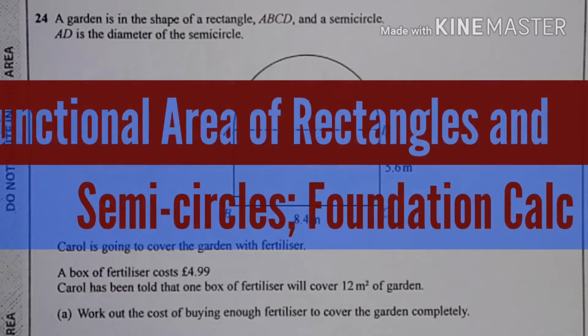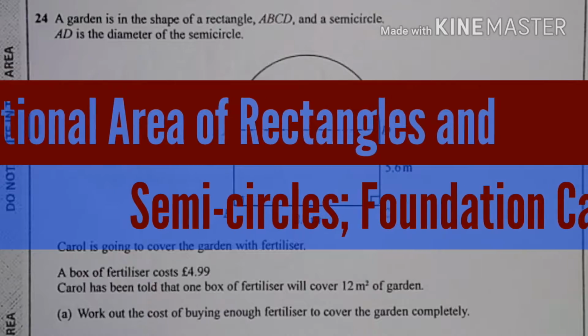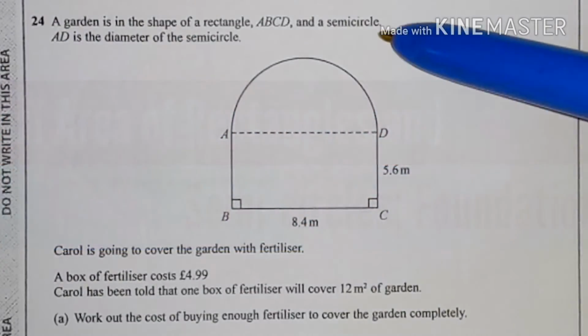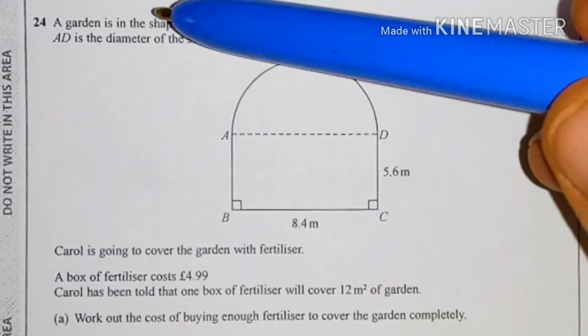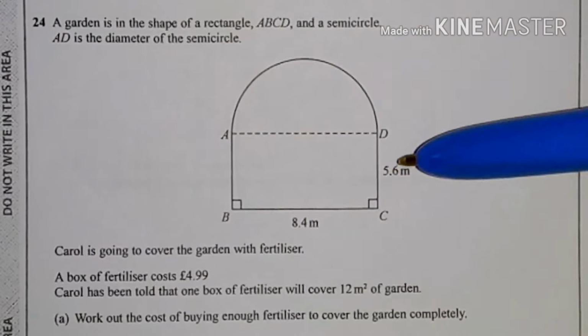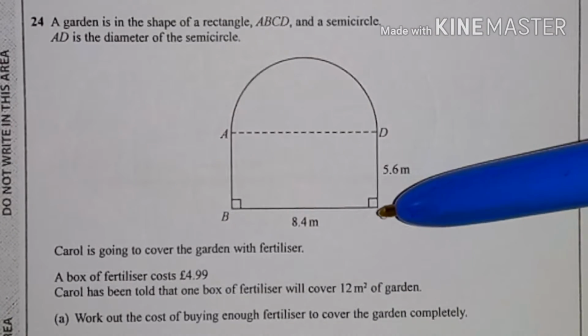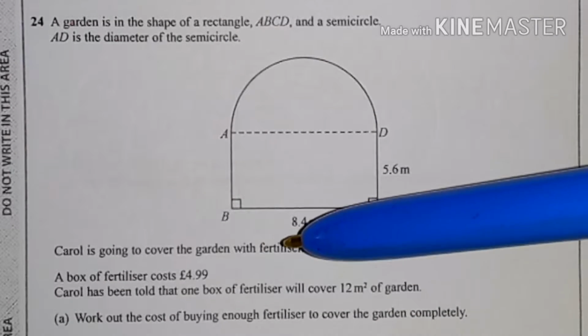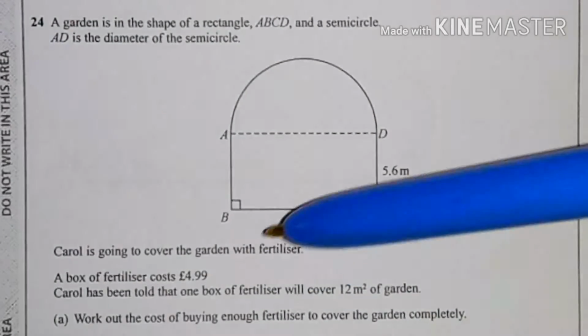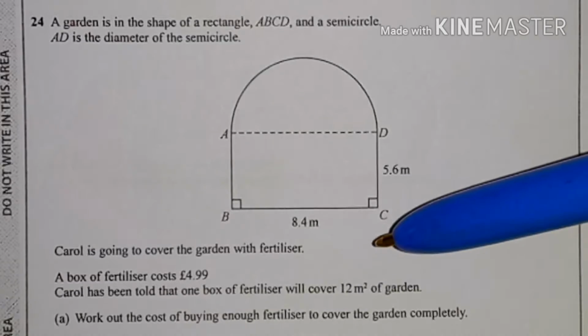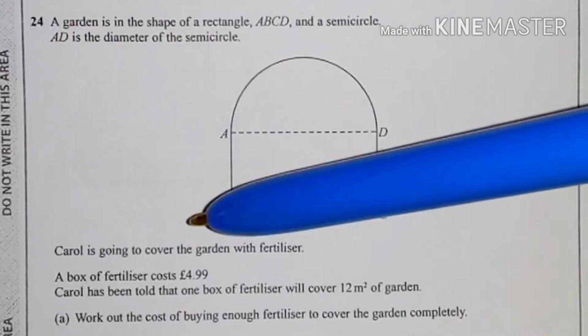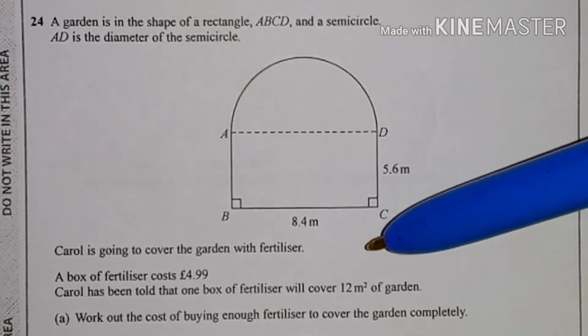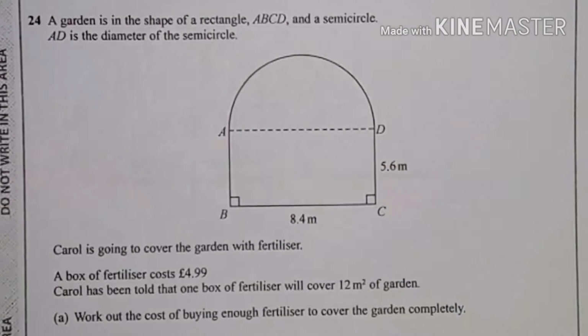Right, a garden in the shape of a rectangle ABCD and a semicircle AD. And AD is the diameter of the semicircle. Carol is going to cover the garden with fertiliser. A box of fertiliser costs £4.99. Carol has been told that one box of fertiliser will cover 12 metres squared of garden. Work out the cost of buying enough fertiliser to cover the garden completely.